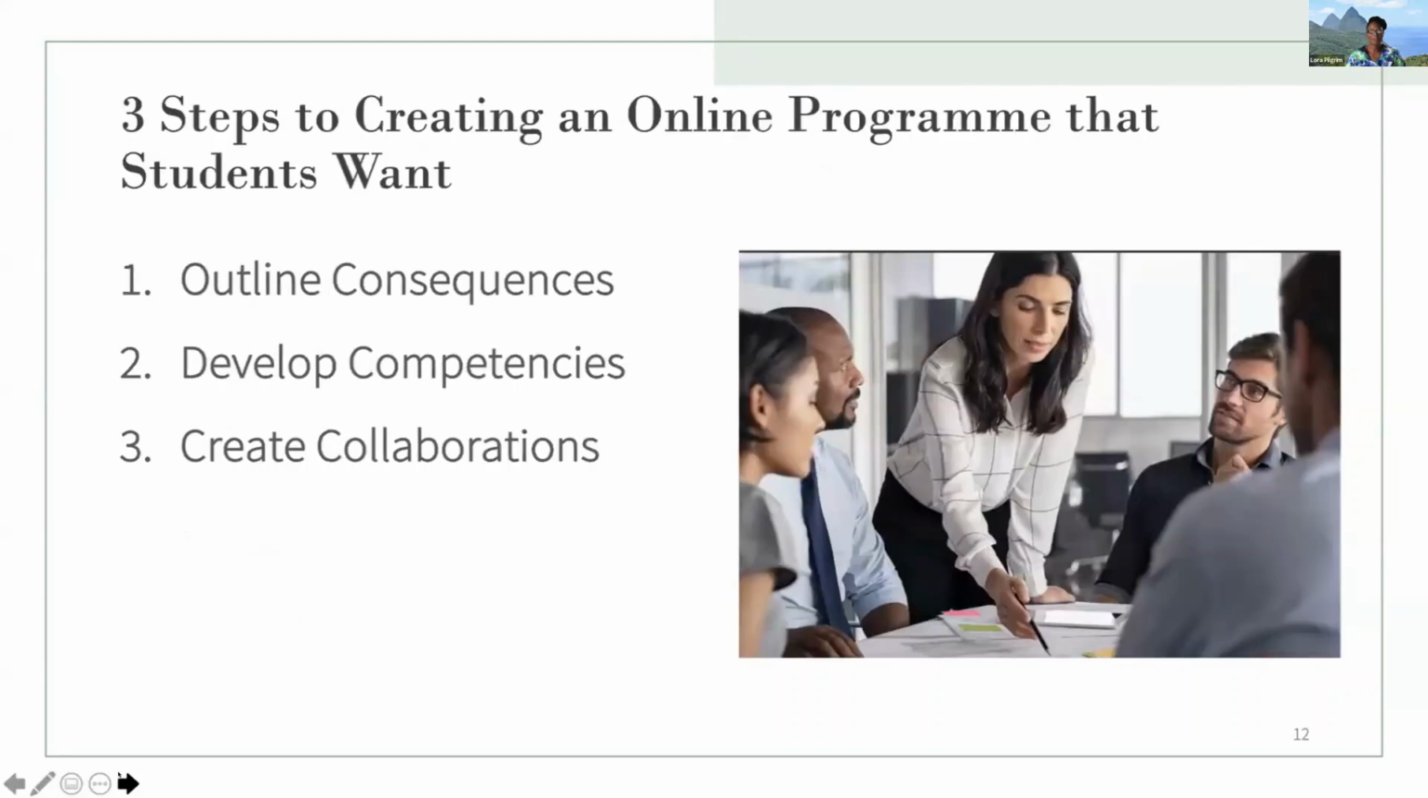Okay. So, just a quick overview. Three steps to creating an online program that students want. You have to outline the consequences. What are your targets? What is your business focus in terms of your program? What do you want to happen at the end? So if you want, as one of your targets, that you have 100 students enrolled, then you have to think about, how am I going to get those 100 students? What's the problem I'm solving for these students? Who are these students? And so on and so forth.